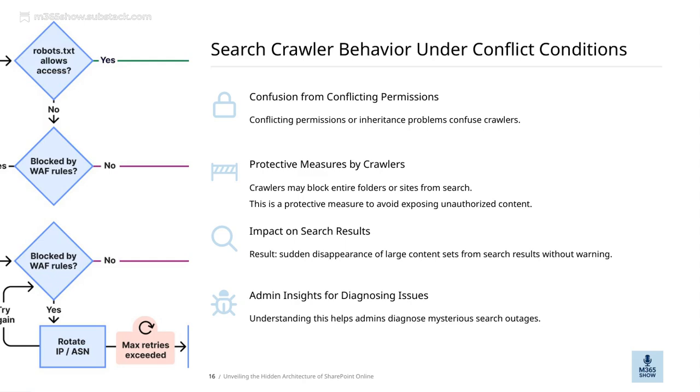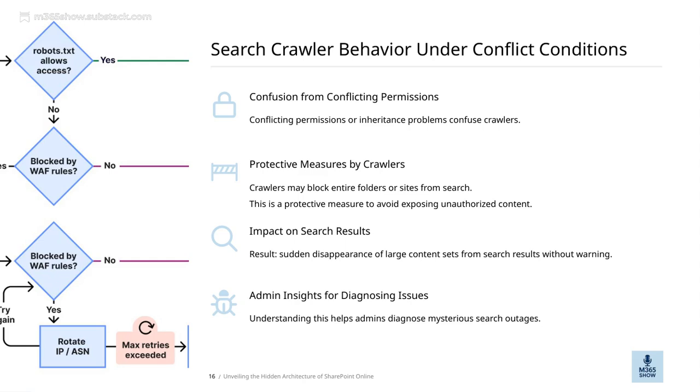One key point to keep in mind is that when issues occur, you might notice that large content sets suddenly disappear from search results without any warning. This isn't random. It's often a protective response by the crawler. Crawlers have the ability to block entire folders or even whole sites from appearing in search results. This is a deliberate safeguard designed to prevent the exposure of unauthorized or sensitive content. So, if you see content missing, it could be the crawler's way of protecting your data.